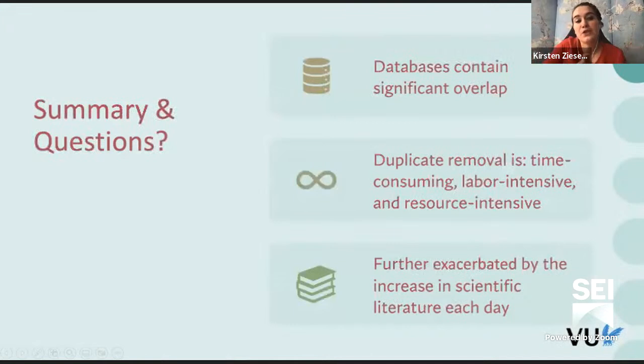So to summarize this first part, we know that databases contain significant overlap. Duplicate removal is time-consuming, labor-intensive, and resource-intensive, which is all further exacerbated by the increase in scientific literature each day. So we are aware of the need for duplicate removal, the growing need for automated deduplication methods. Let's continue with our search results. Are there any questions thus far?